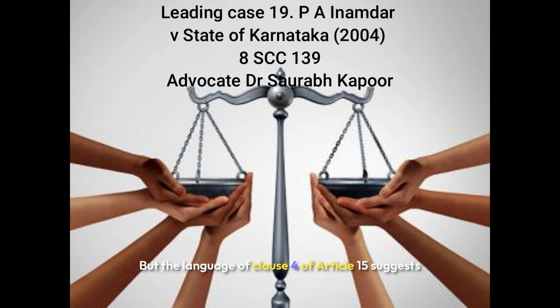But the language of Clause 4 of Article 15 suggests that the lawmakers sought to give the state a clear mandate to secure the interests of the weaker sections and backward classes in all educational institutions. The Supreme Court's judgment in P A Inamdar and others v. State of Maharashtra and others on August 12 threatens to undo the very basis of the First Amendment.